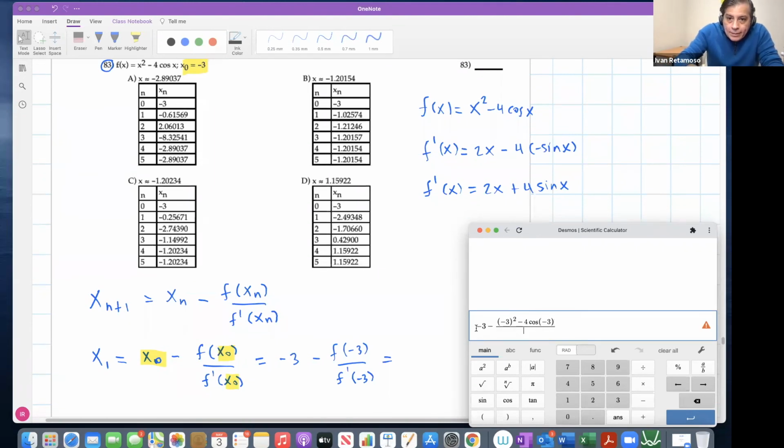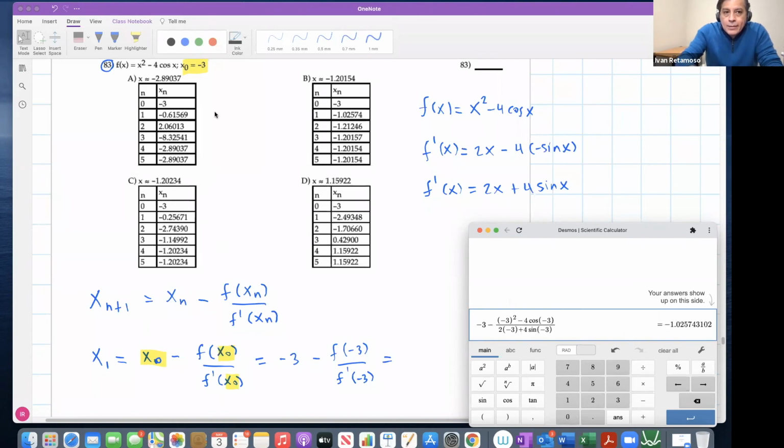Now, divided by what? Divided by the derivative, which is this guy, twice x. What's x? X is -3, right? -3 plus 4 times sine of -3. Very good. So don't forget radians. Now what I get is negative 1.02574.